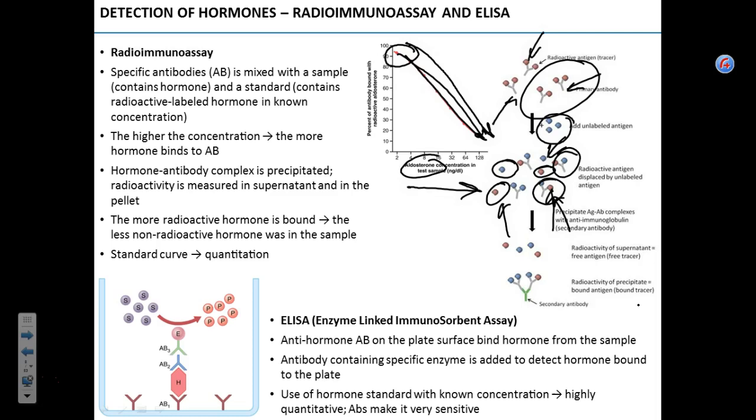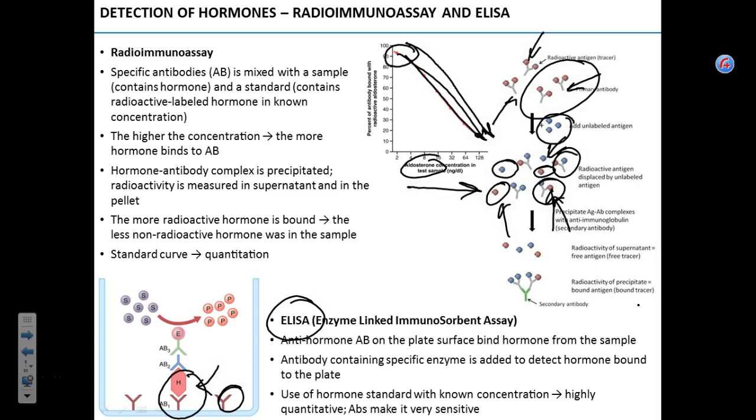Much more common method is called ELISA. Not because of a woman. It stands for enzyme-linked immunosorbent assay. We have an antibody again. We have a hormone. So say you don't know how much hormone you have. The more hormone you have, the more complexes like this you're going to have in your sample.